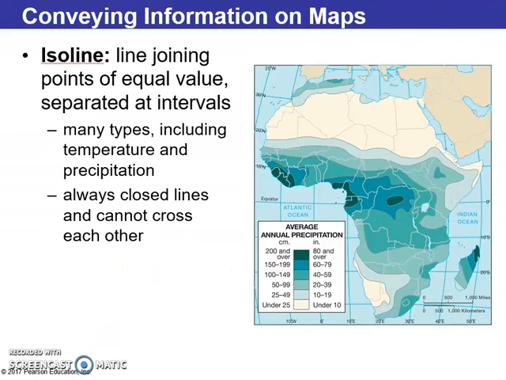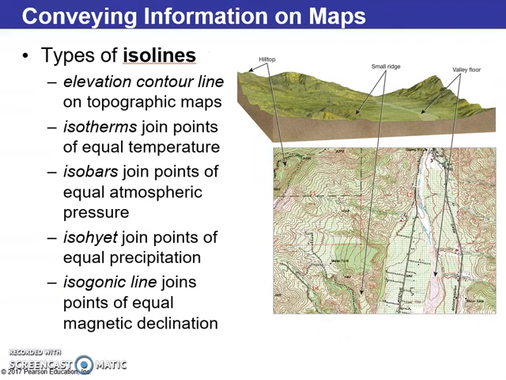Map components: data source, location, direction, scale, legend, title, date, and then we talked about projection type, which has really been our focus. Isoline, so we have a bunch of points that have the same values, so we draw a line through it. It's like a contour line, but essentially could have different values. What values? Isotherms, values of equal temperature, precipitation, magnetic declination, atmospheric pressure with the isobars.